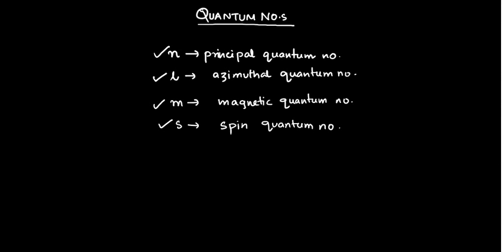Similarly, in order to specify where an electron is in an atom, or which atom it belongs to, we need to take the help of these 4 quantum numbers. Now, first we will discuss the very first quantum number, which is nothing but the principal quantum number.